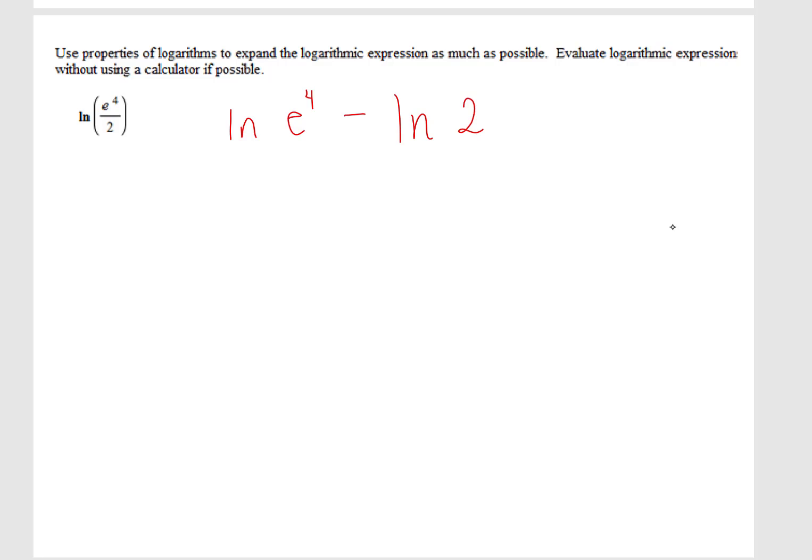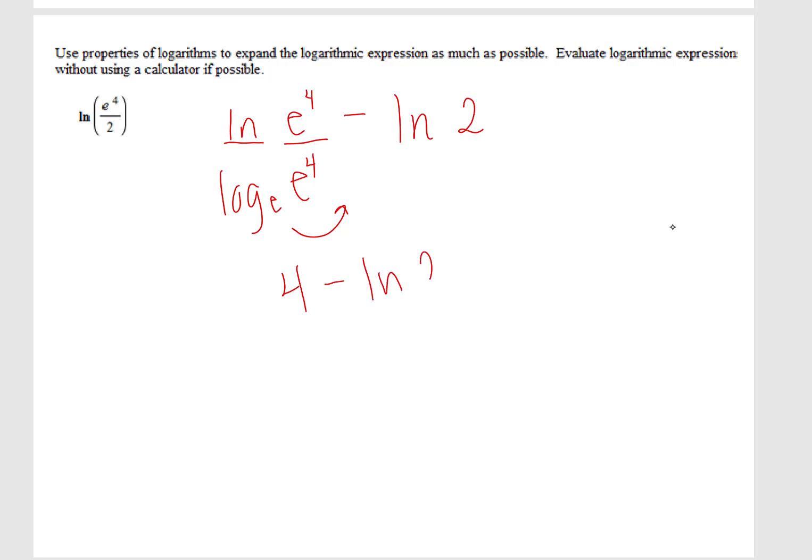Now, I've expanded it, but now I need to see if I can simplify it anywhere. Well, look, we said that ln is the same as log base e. Well, look what I have here. I have e to the 4th. E raised to what, right? If I had it set equal, e raised to what would be equal to e to the 4th? Well, it would be 4, right?